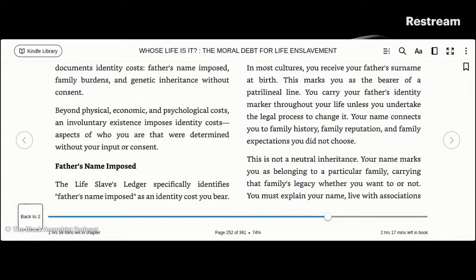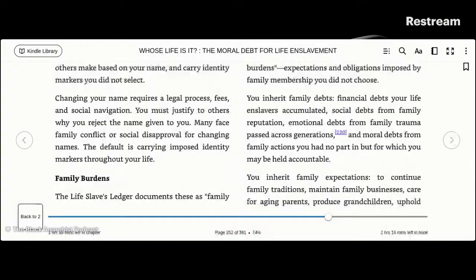You must explain your name, live with associations others make based on your name, and carry identity markers you did not select. Changing your name requires a legal process, fees, and social navigation. You must justify to others why you reject the name given to you. Many face family conflict or social disapproval for changing names. The default is carrying imposed identity markers throughout your life.